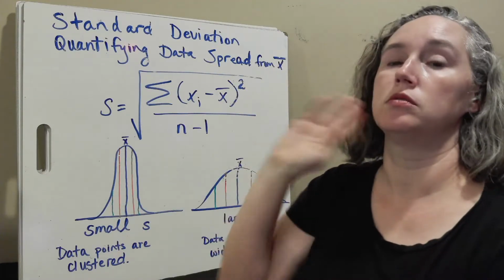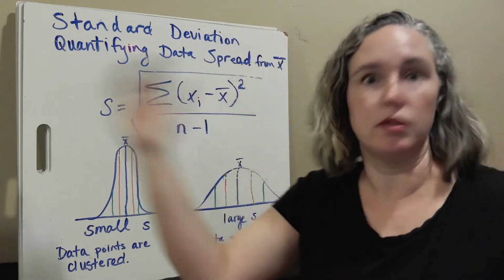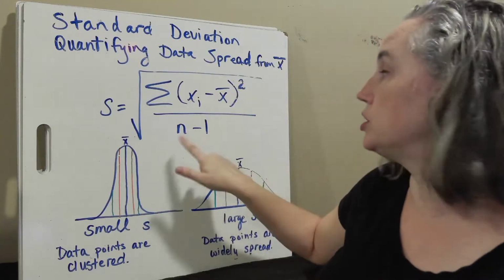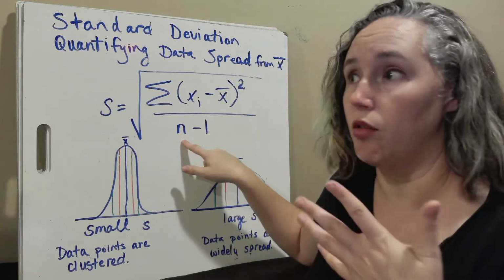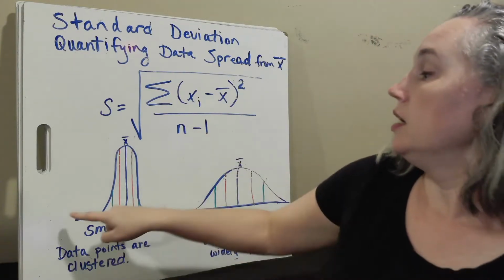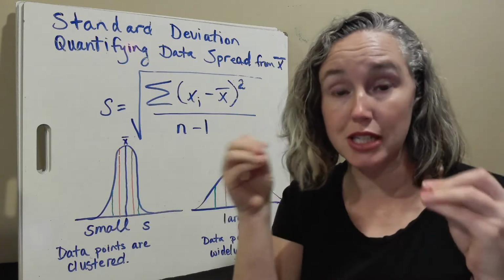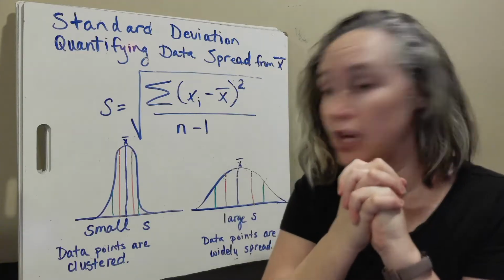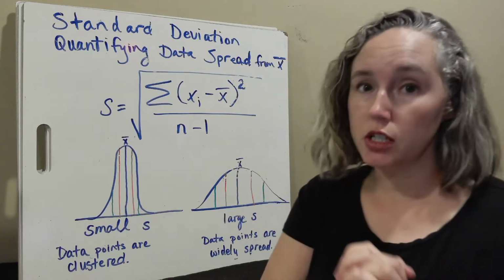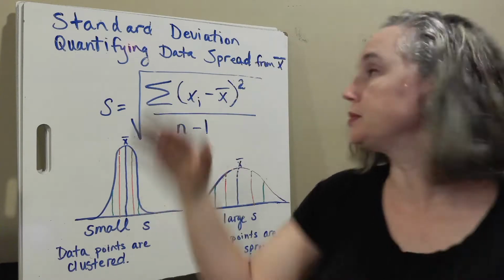So say you have 5 data points. You're going to take that data point, subtract the mean from it, and square it, and then add all those up. Then divide by the degrees of freedom, which is n, the number of trials or individuals or groups, minus 1. And if you have a small standard deviation, what that means is that your data points are clustered pretty close together, giving you some pretty high precision. And if you have a large standard deviation, that means your data points are much more widely spread.